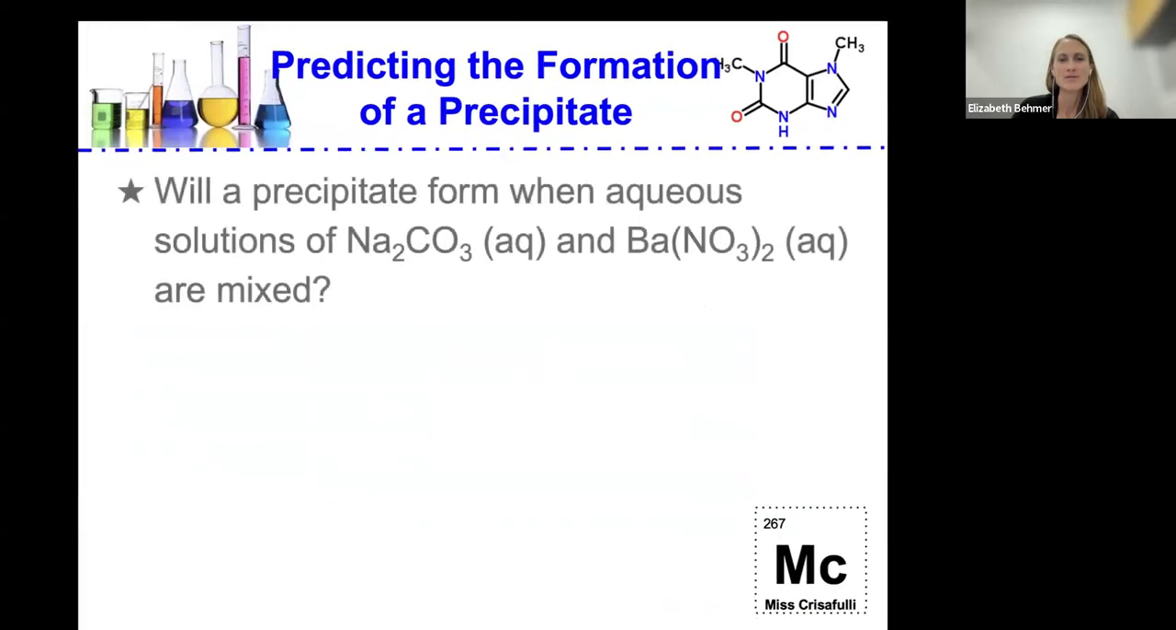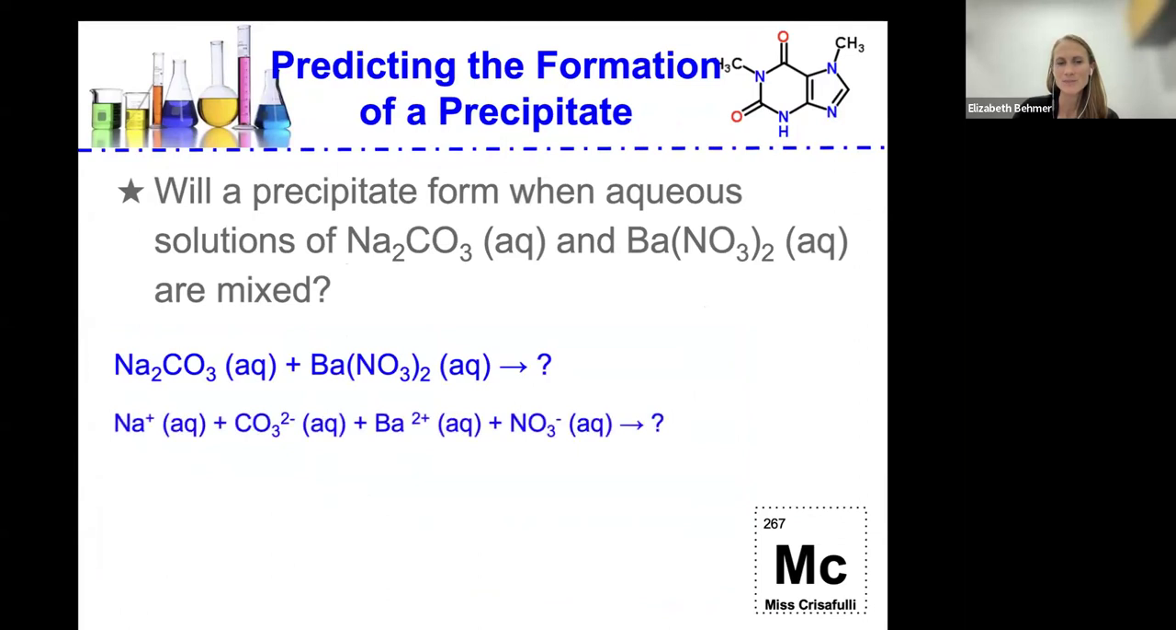So will a precipitate form when aqueous solutions of sodium, what is this? I'm trying to think of the name. Sodium carbonate aqueous and barium nitrate aqueous are mixed. Let's see if a precipitate will form. Let's look at our solubility rules. We'll separate everything out by their ionic components.